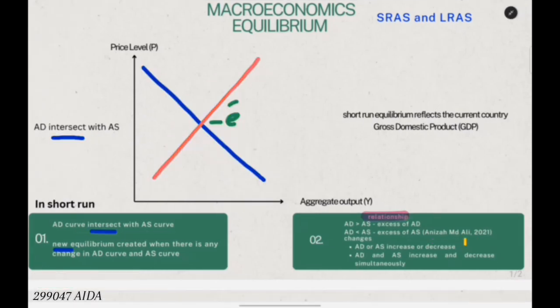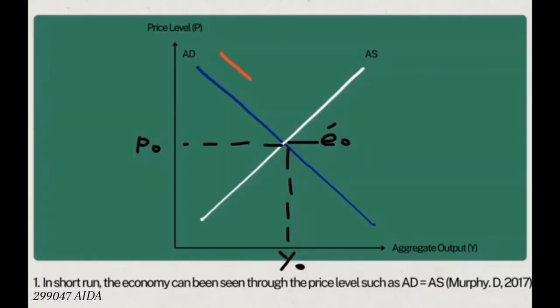The movement of equilibrium will happen when only AD or AS changes, or when AD and AS change simultaneously. For example, when the AD shifts to the right due to the increase of export, a new equilibrium is created like this, and the price will also go higher. We can also see that the aggregate output increases. We can conclude that an increase in AD can cause P to increase and aggregate output also increases.